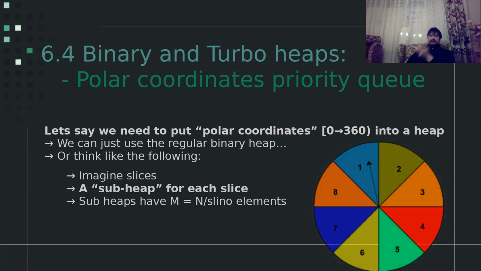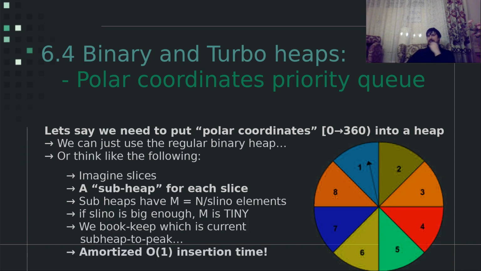If you think about it, the subheaps have m elements, which is the big n, the whole element number, divided by the slice number. If the slice number is big enough, this m is tiny. Just so that you can imagine, it's maybe like 1 or 5. Maybe only 5 elements are getting into the same heap this way, even if you have thousands.